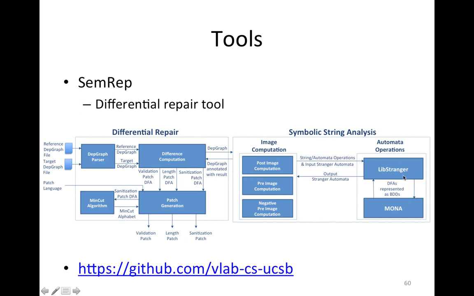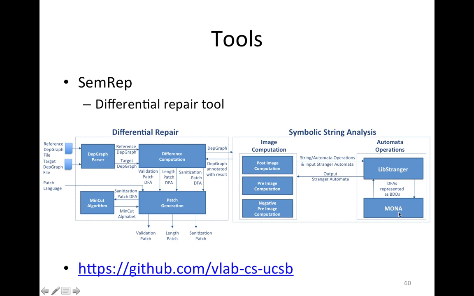This part, LibStranger, does the actual computations for the operations, modeling for the string operations, like substring, special chars, add slashes, the replace operations, the branch conditions, and all this stuff. This is the post image computation, pre image computation, and negative pre image computation. These are all the symbolic string analysis.